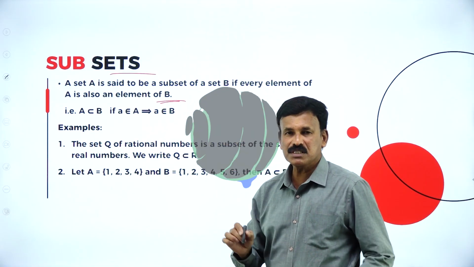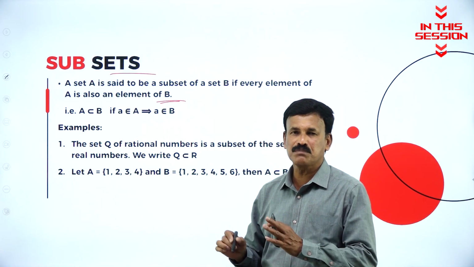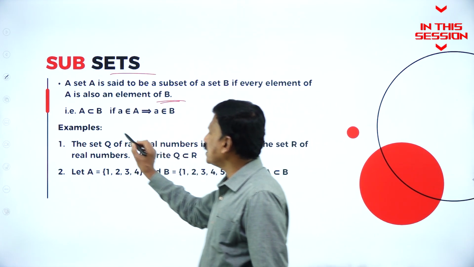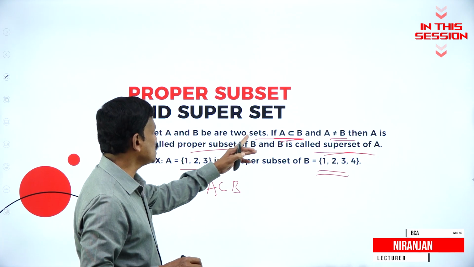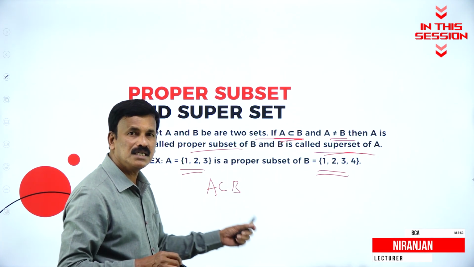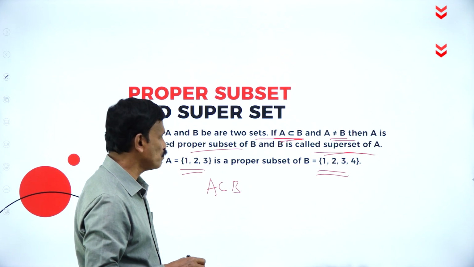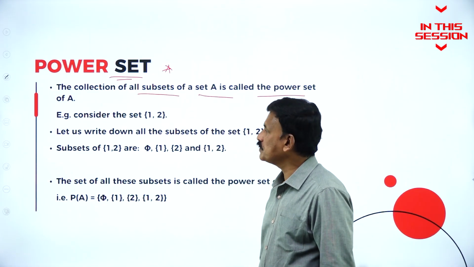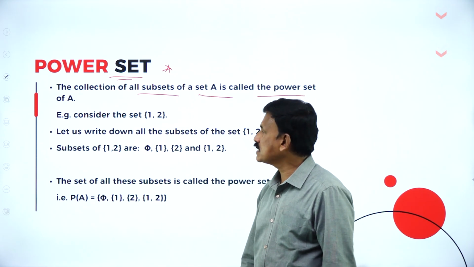If all the elements of set A are the elements of set B, then A is called the subset of B and it is denoted as A is a subset of B. If A and B are any two sets, if A is a subset of B and A is not equal to B, then A is called the proper subset of B. So the collection of all subsets of A is called the power set of A. Consider for example a set {1, 2}.